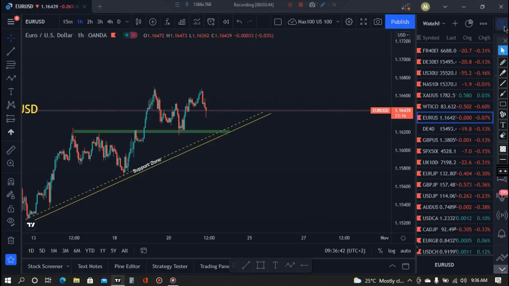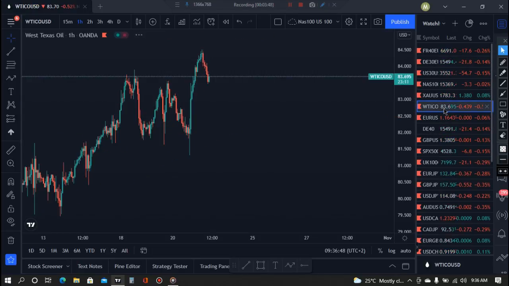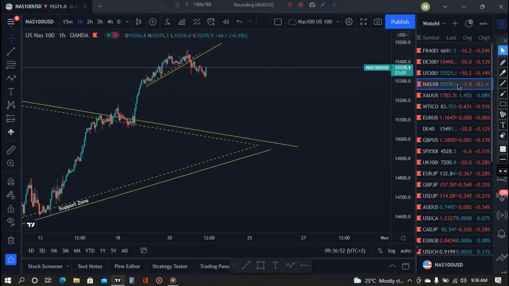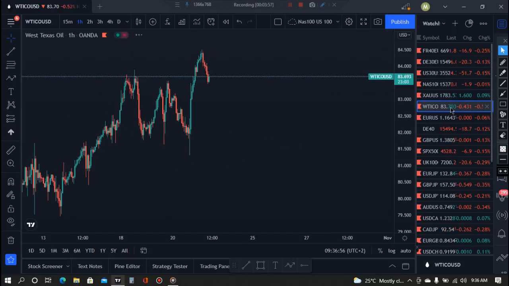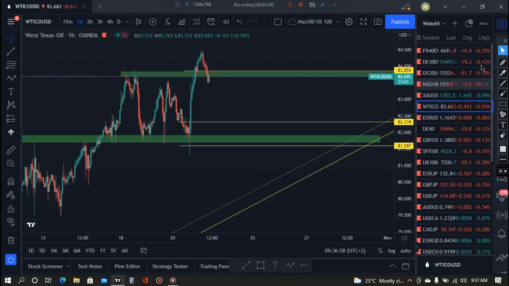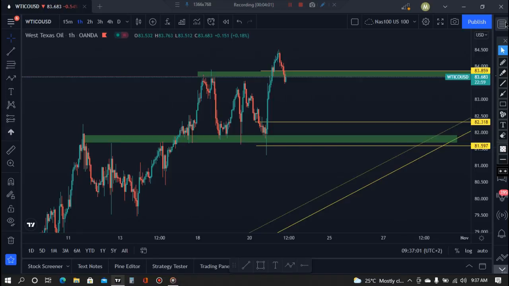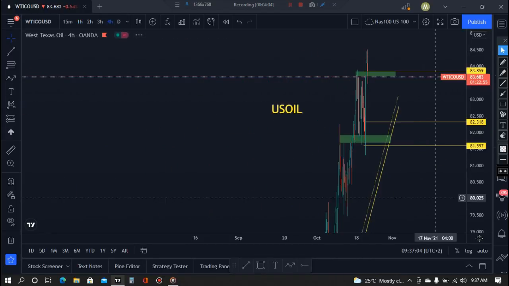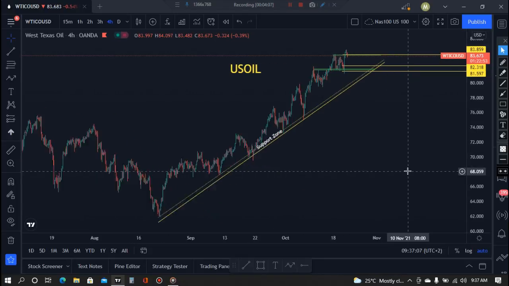Let's go to the next one, which is US oil. You see that? It's US oil, guys. Let me see. It seems like NASDAQ is pushing higher. It's fine. So let's go straight to US oil and see what's really happening. On US oil, we can see that we had some great moves. Let me just use the 4-hour time frame so that you understand what's really happening.